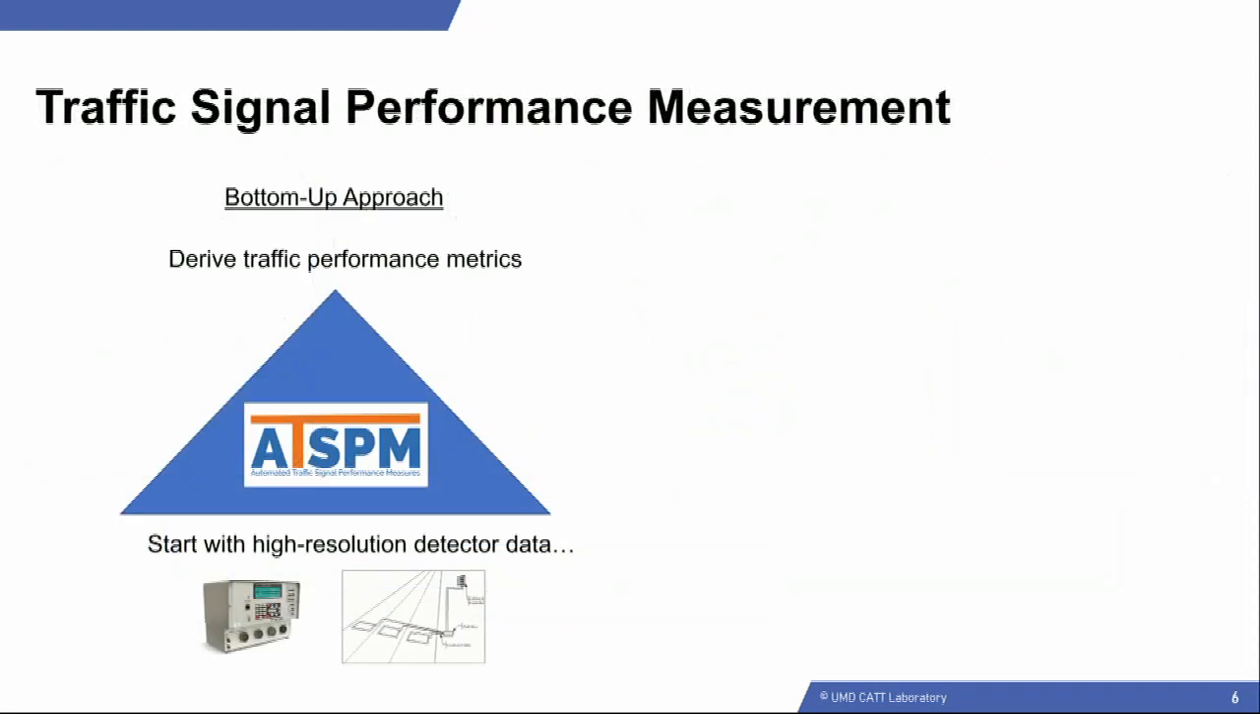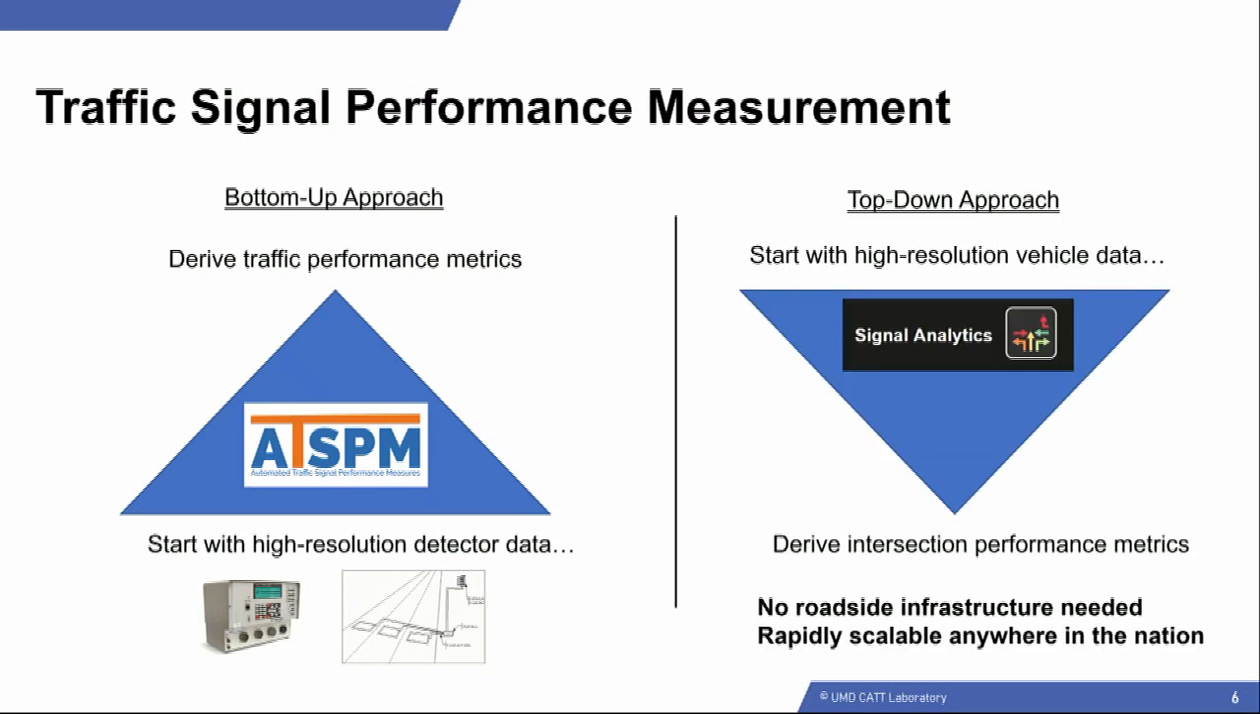So there are 2 main flavors of traffic signal performance measurement. The one that people mostly talk about is ATSPM, automated traffic signal performance measures. Utah DOT, we're going to hear from Utah a little bit later, were pioneers in that, along with Purdue. I call that a bottom-up approach. It's based upon high-resolution detector data that is analyzed, and then you derive the traffic performance from that data at the bottom.